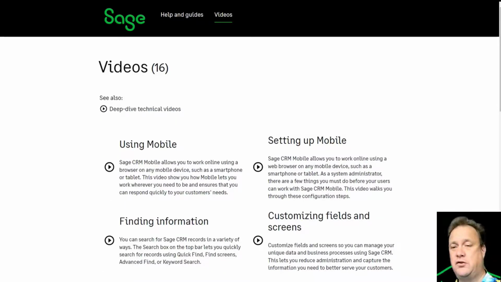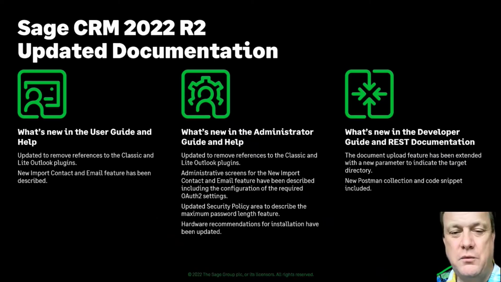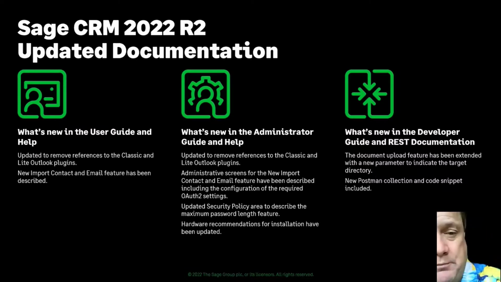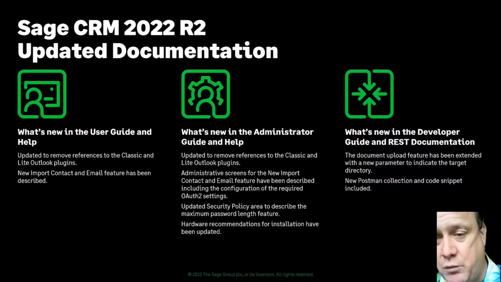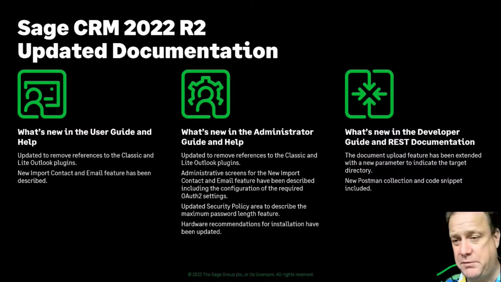The videos that we create to help users have all been updated as well. They've been rebranded. So what types of documentation has been updated? Well, just about everything has been revised. Even the implementation guide has now been revised for 2022 as well. And there's a good what's new section, release guide, the user guide, and help have obviously been updated. The administration guide has been updated, and the developer guide and REST documentation has been updated as well.